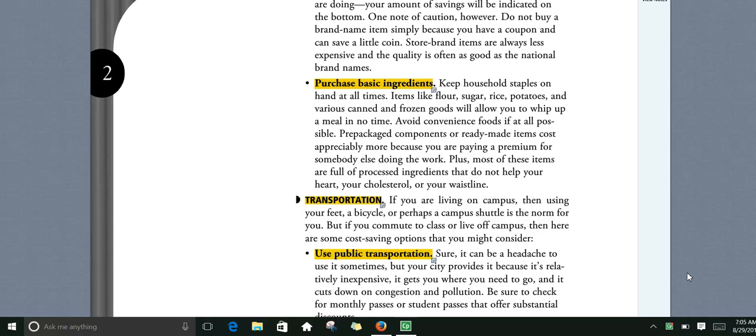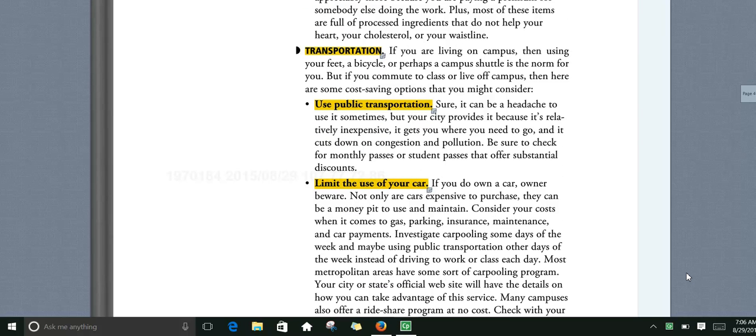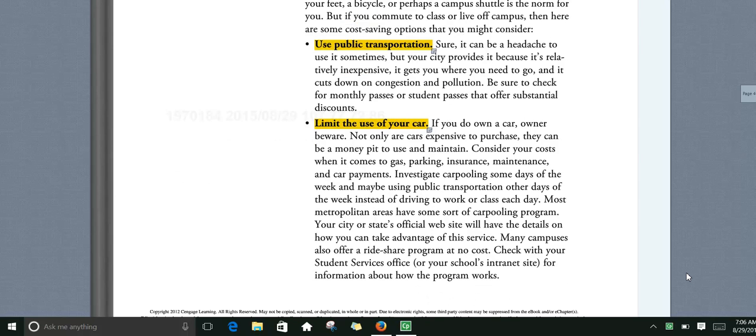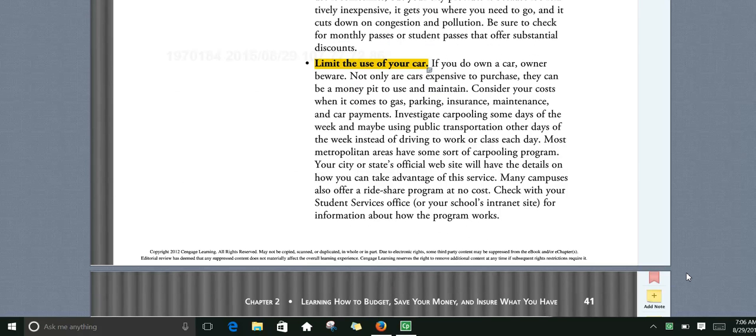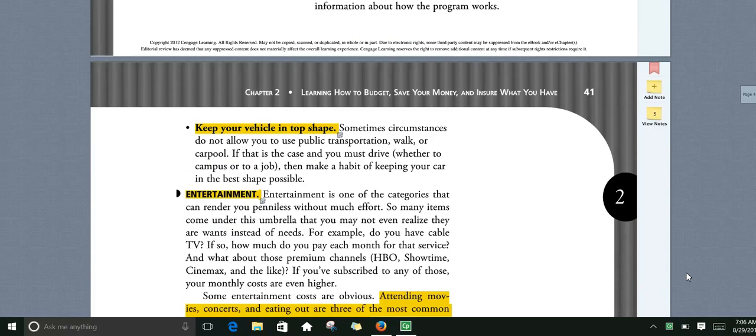Rice, potatoes, and those kinds of things. Transportation. If public transportation is available and you're lucky enough to have that, certainly you should use it. Limit the use of your car and keep your vehicle in top shape.